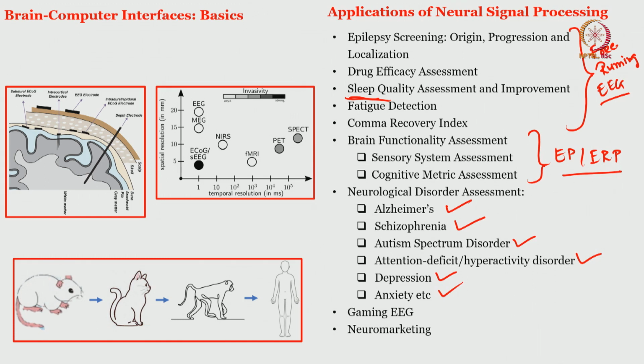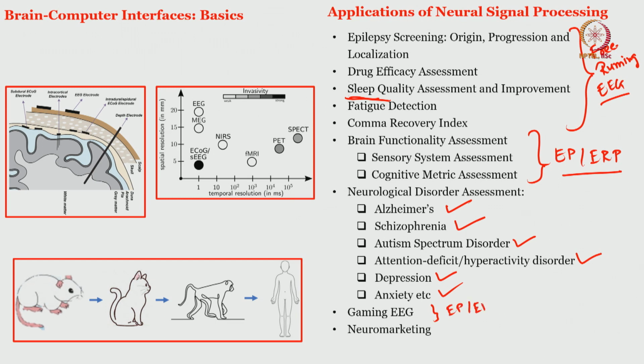All these things can be identified and detected, and once detected, they can be quantified as well, to check whether whatever therapy you have been part of is correct or not. So neurological disorder assessment can also be performed. Also, a couple of new things are emerging, right? It is gaming EEG. Of course, again it's EP or ERP.